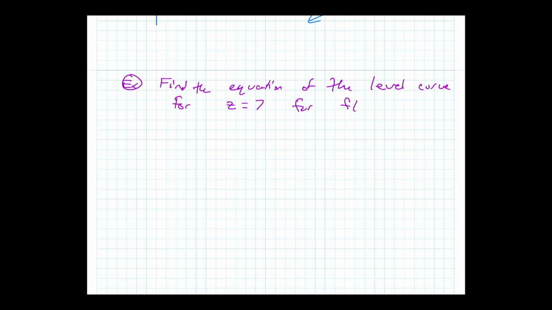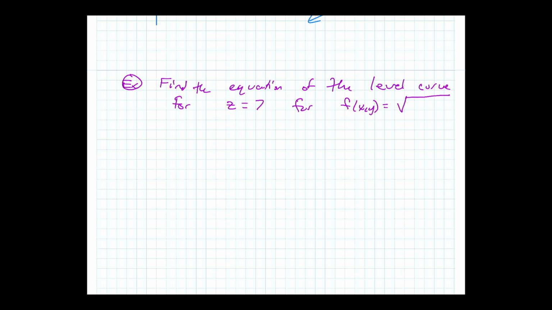They just say, for example, find the equation of the level curve for, let's just say z or c, depending on how they feel like saying it. I'll just say z, like z equals 7, for f of x, y equals, and it's just whatever it is, right? So it's just whatever equation they give you.